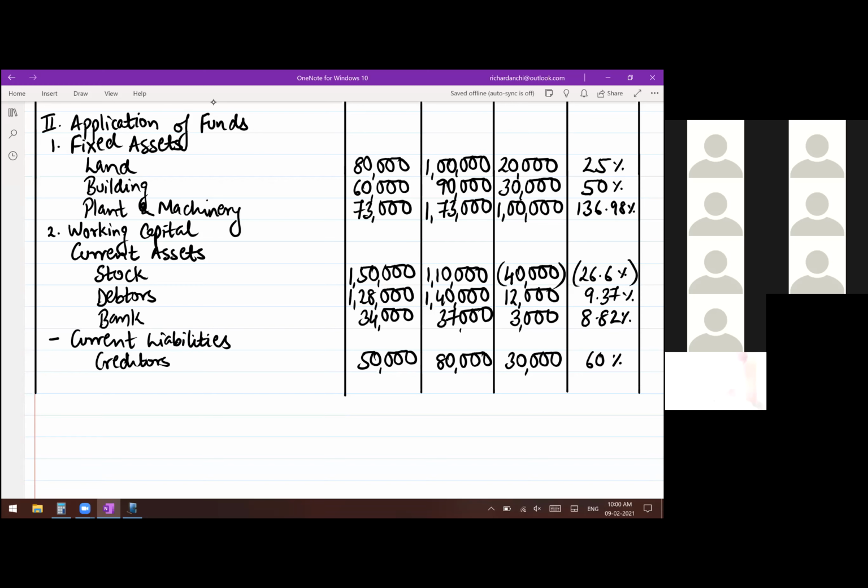Okay. Then the next item is bills payable. Bills payable for 2018 is 10,000, and for 2019, it is 6,000. It is decreasing. So tell me, absolute change, how much? Minus 4,000. Write it in a bracket.